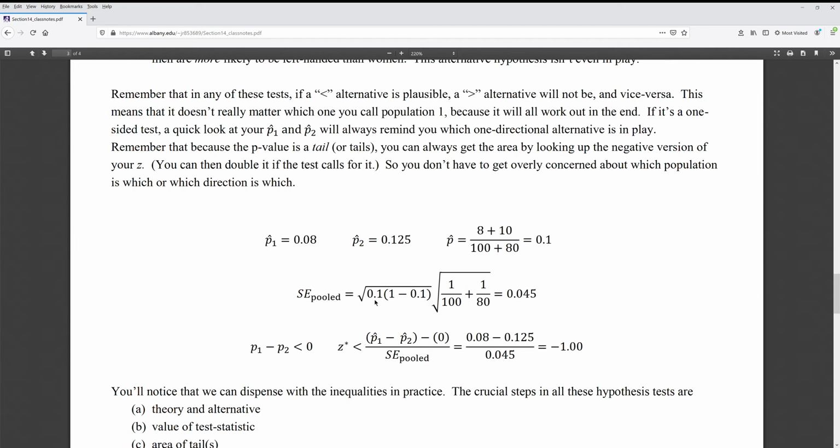So we'll run the numbers. We have the 0.08 minus the 0.125 on the top. Well, strictly speaking, that minus the theory of 0, divided by the pooled standard error, which is exactly 0.045 in this case, I believe. But again, watch the rounding. In the end, that works out to a z of negative 1.00.